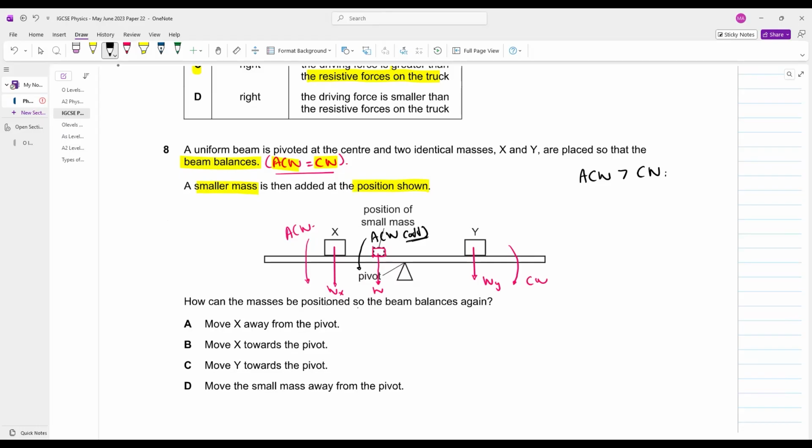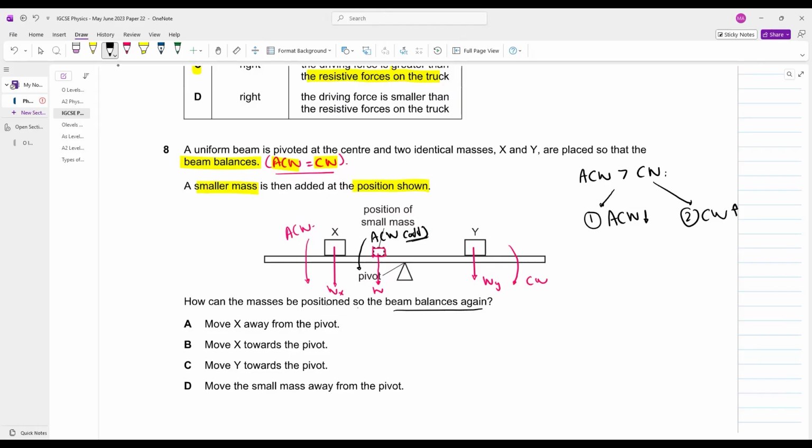How can the masses be positioned so that the beam balances again? बेटा अब अगर आपने बीम को बैलेंस करना है, there can be two things that you can do. आप कोई भी एक कर सकते हो. Either reduce the anti-clockwise movement or increase the clockwise movement. बेटा अगर आपको वापस इक्विलिब्रियम एस्टैब्लिश करना है तो या तो आप एंटी क्लॉकवाइज मूवमेंट को रिड्यूस कर दो या क्लॉकवाइज मूवमेंट को इंक्रीज कर दो.